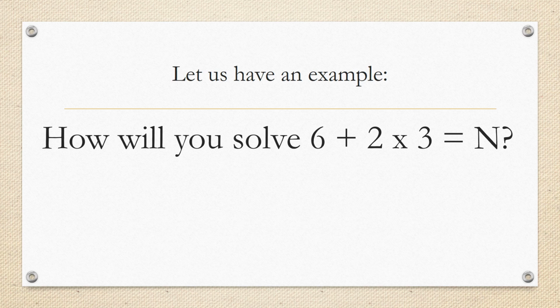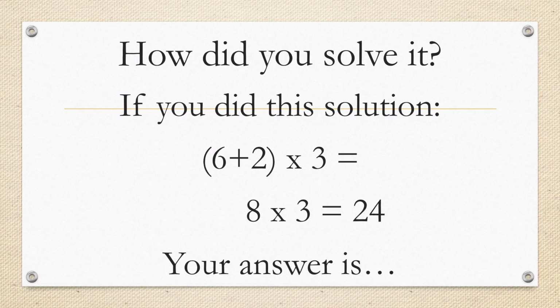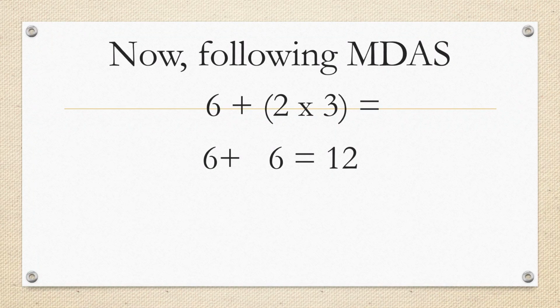Let us have this one for an example. How will you solve the equation 6 plus 2 times 3 equals n? If you added 6 and 2 first, then multiplied the sum by 3, then your answer is wrong. Now following MDAS, first multiply 2 and 3, then add 6 to the product 6. Final answer is 12. And that's how you solve the equation using MDAS.